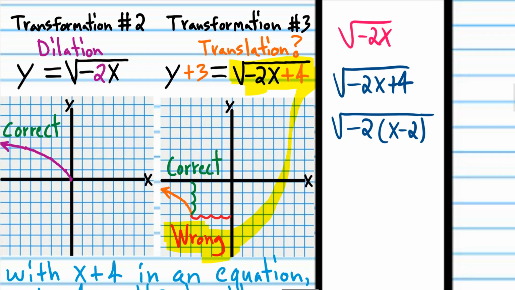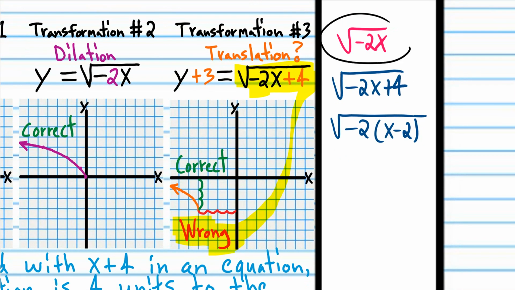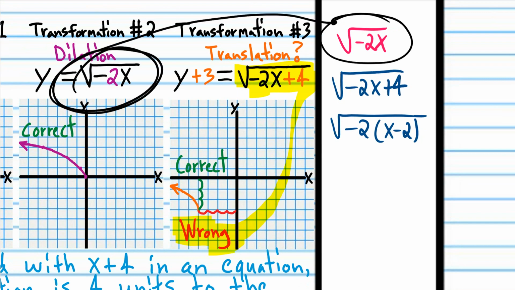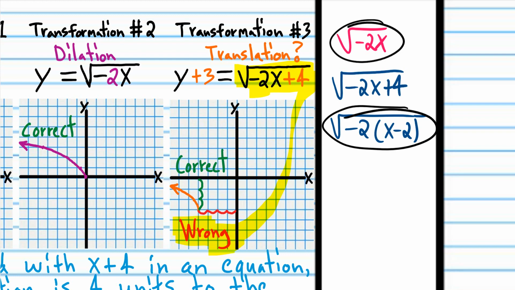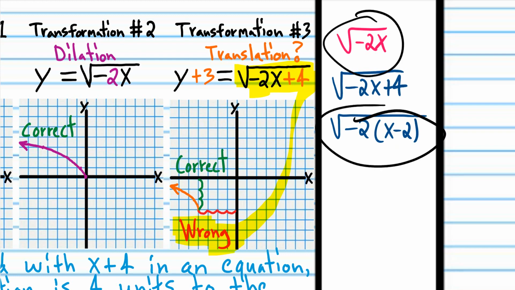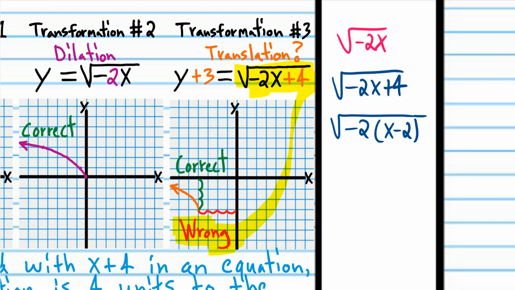So we had root negative 2x in the previous equation. Then we added 4 to that, which is the same thing as changing this pink equation to that bottom equation there. So we're changing this pink equation to this bottom equation here. So what did we really do? Look at this purple highlight here. What we actually did was move the graph 2 units to the right.